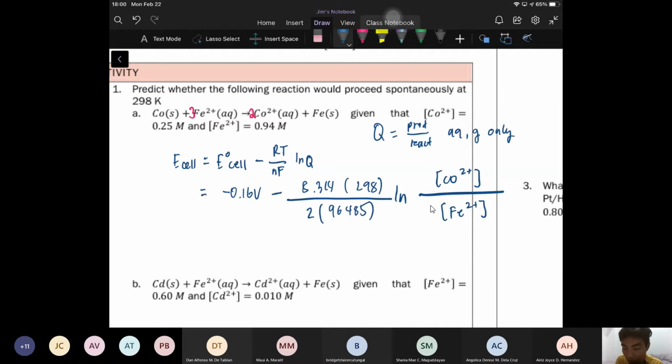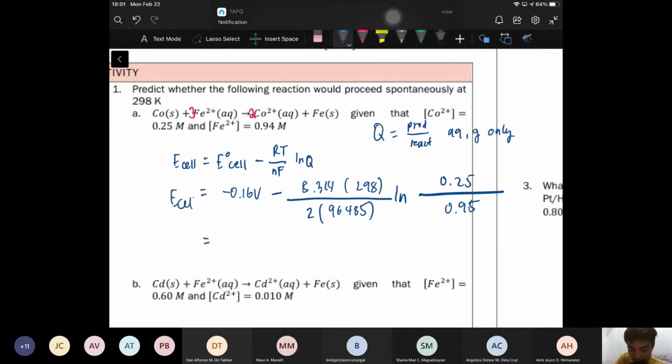Ano na gagawin ko? Plug in. Okay? So ano yung concentration ng cobalt 2 plus? 0.25. Palitan ko na to ha. Balikan nyo na lang sa video. Okay, so 0.25. Yung iron 2 plus, that will be 0.95. Okay, so nasa baba yung 0.95. Okay, so we can now solve for E cell.